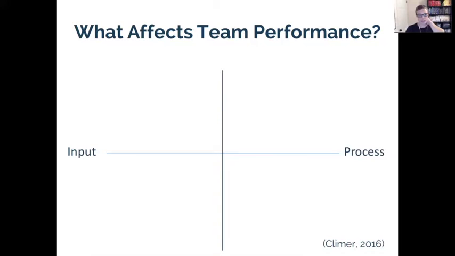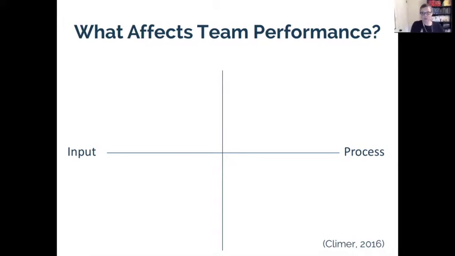So the first thing is, let's imagine you have a team. There are input variables. Input variables are things that are in place before the team gets together. Everybody shows up, and these are all the inputs that the team members have, or there might be things outside of the team that are affecting the team. But then there's the process that the team uses as they're working together.